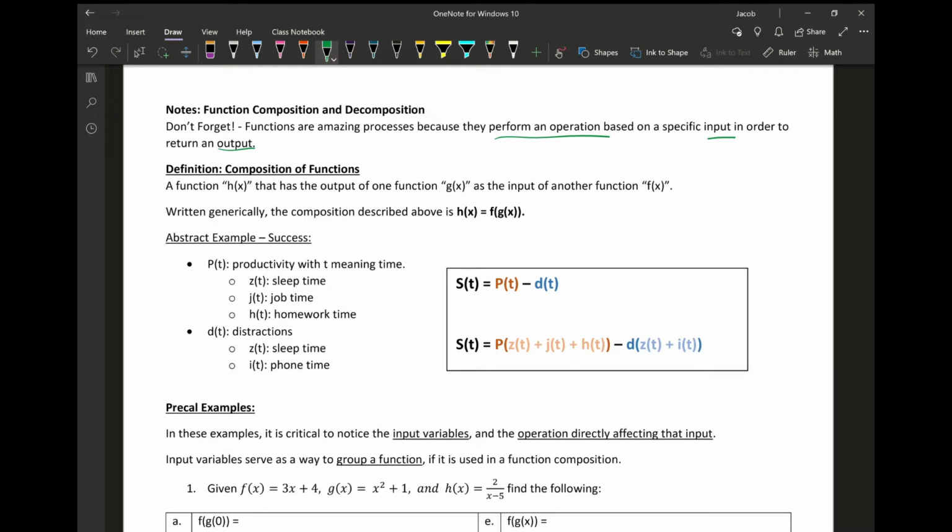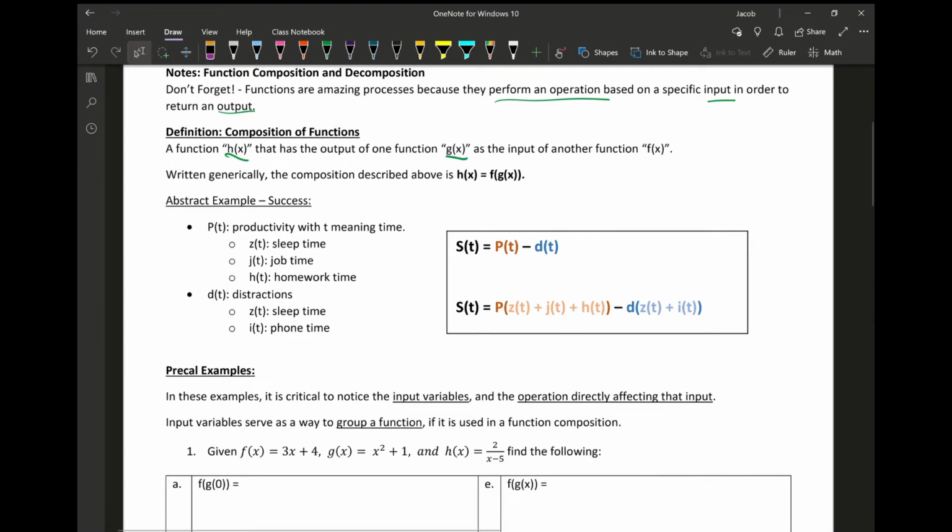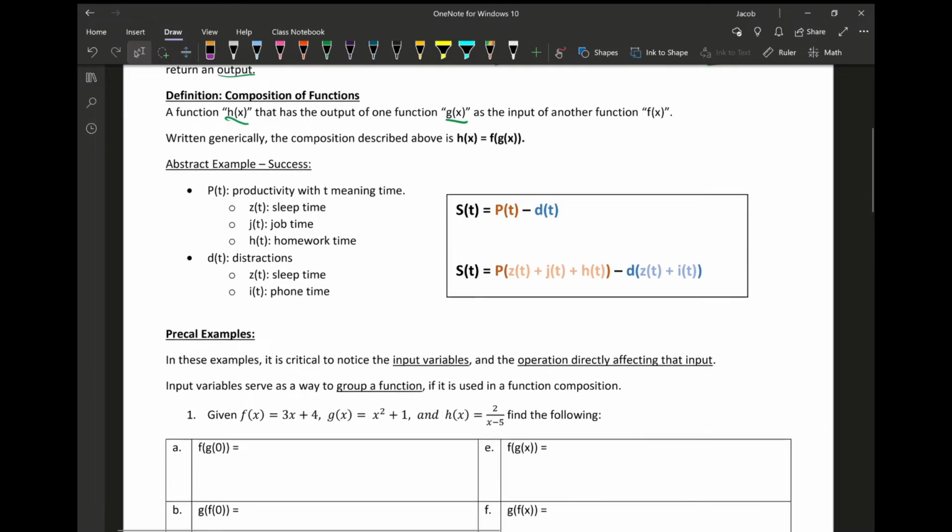A function, like h of x, has an output that has the output of one function, g of x, as the input of another function. So this is best described by looking here in this equation, where g of x is acting as the x, so the input for f of x. For this set of notes, it is going to be a little bit helpful as we go on, not now, but to use different colors. If you have them, I'd grab some.